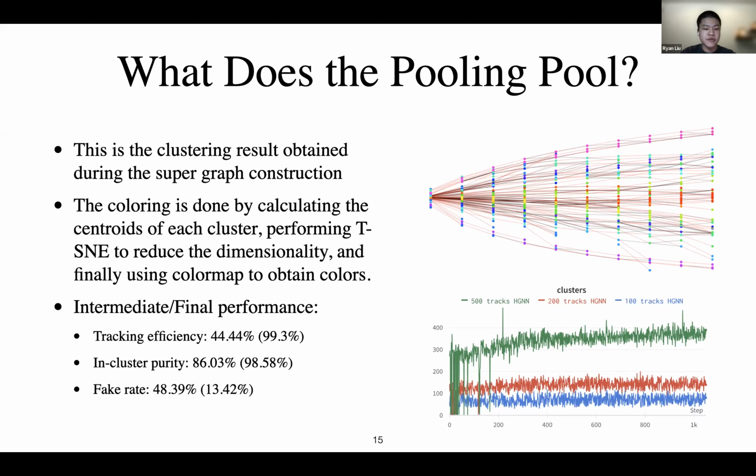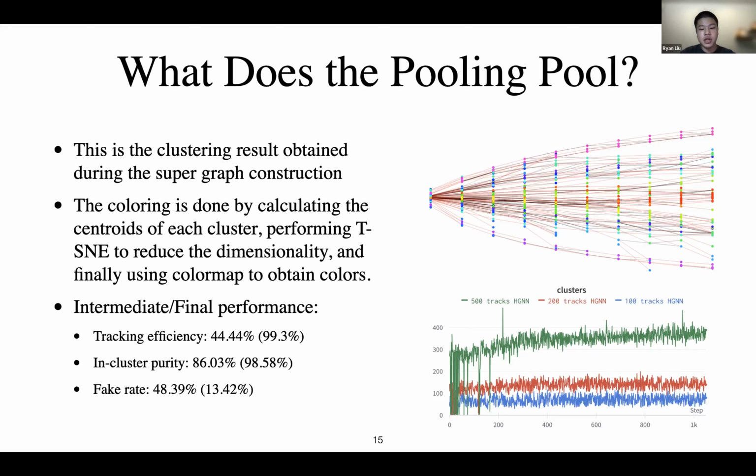The tracking efficiency obtained at this point, which is 44% here, might seem low, but note that there is no loss function directly requiring this intermediate embedding to cluster tracks together. So this is already a fascinating result.